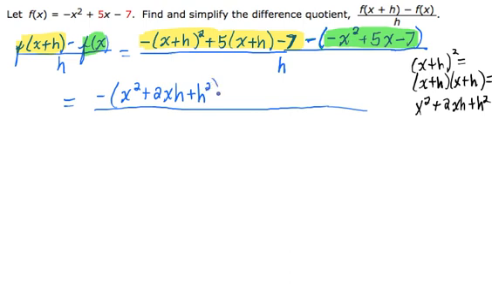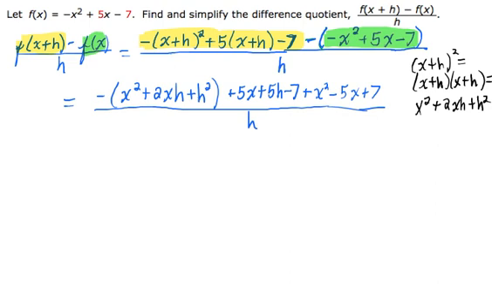Okay, then we come to the plus 5 times x plus h, so we can distribute that 5 for plus 5x plus 5h minus 7. And then here we can distribute that negative out to get plus x squared minus 5x plus 7. And this is all over h still.